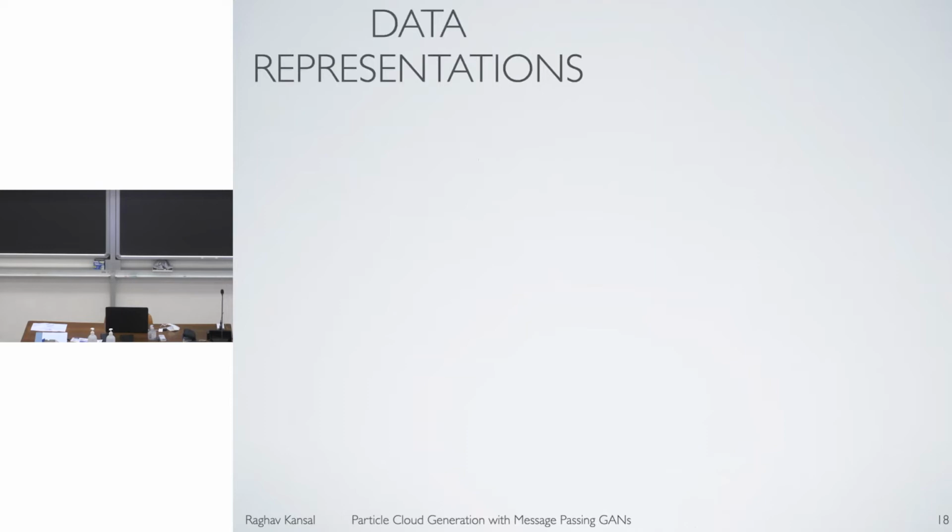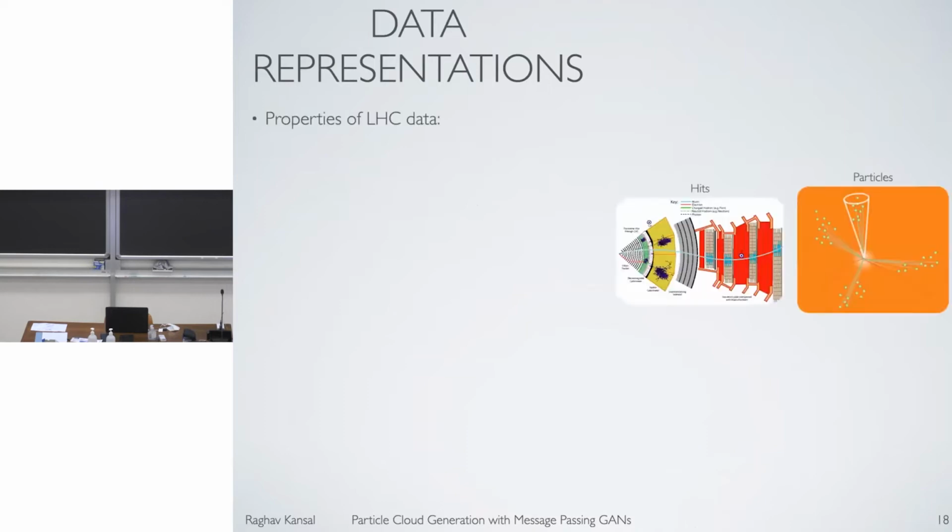So this is an interesting problem where we can try to think about how to incorporate inductive biases into existing machine learning architectures. Our data tends to be, well, I'll go over some properties of our typical LHC data. These are two typical examples of data we see, which are hits in a detector and particles in an event. And so they tend to be quite sparse, highly granular, with an irregular underlying geometry.